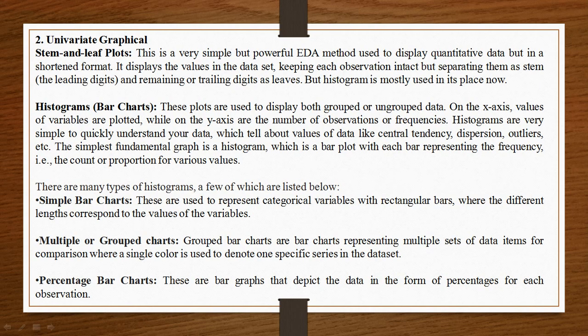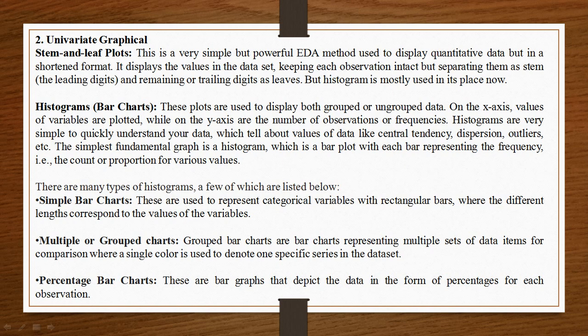Univariate graphical. Now here graphical is shown in different types. The first is stem and leaf plots. This is a very simple but powerful EDA method which is used to display the quantitative data in a shortened form. Okay, it will display all the values in the data set, keeping each observation intact, but separating them as stem, that is the leading digits, and the remaining or trailing digits as leaves. But the histogram is mostly used in its place now. Histograms are bar charts.